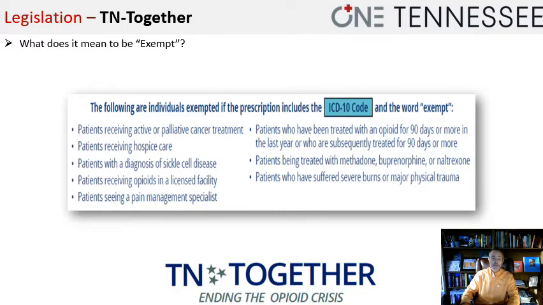A patient treated with an opioid for 90 days or more in the last year who are subsequently treated for 90 days or more. So they've made it through that initial acute phase and now it's longer than 90 days and that's deemed chronic. Those being treated with methadone, buprenorphine, or naltrexone, common medications prescribed to treat opioid use disorder. In patients who have suffered severe burns or a major physical trauma, they're also exempt.